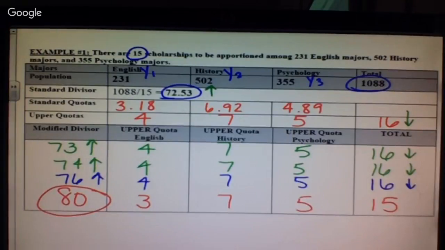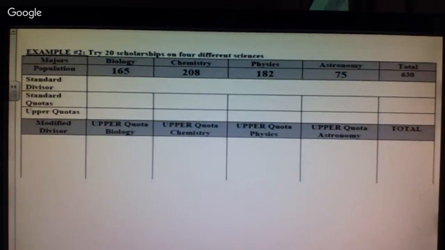Question. So again, the worst part of this is guessing what our standard divisor is going to be. There isn't a simpler way.